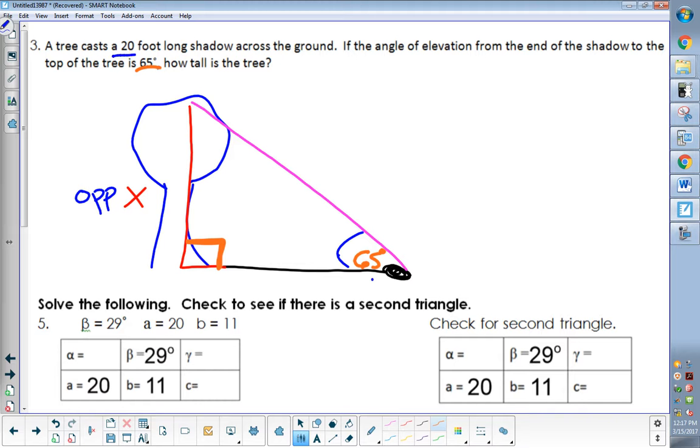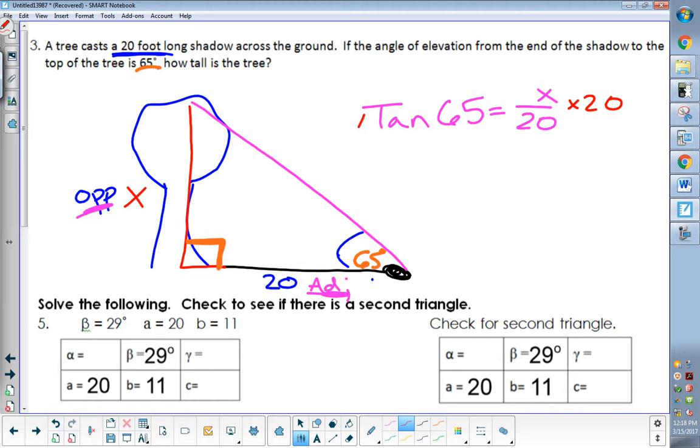Opposite. And I didn't label the 20-foot long shadow. This is 20 feet. How is 20 related to the 65? It's the adjacent. I'm doing a trig function with opposite and adjacent. It's tangent. Tangent of 65 equals the opposite over the adjacent. To get x by itself, what do I need to get rid of? 20. To get rid of that 20, I'm going to multiply both sides by 20.